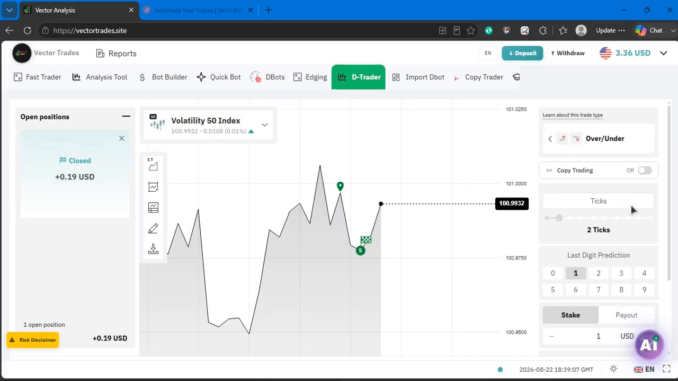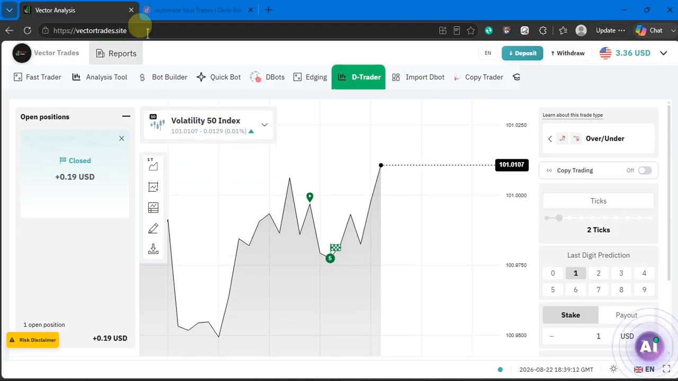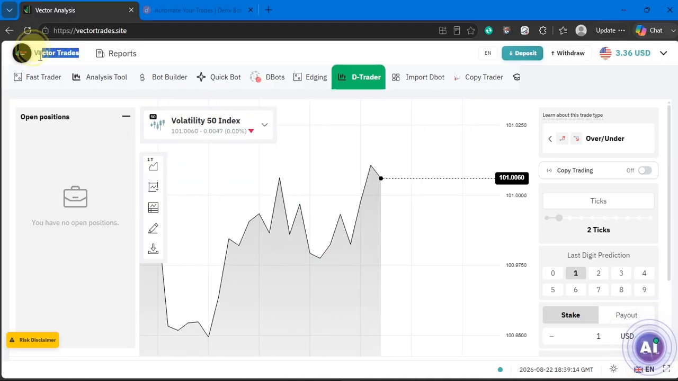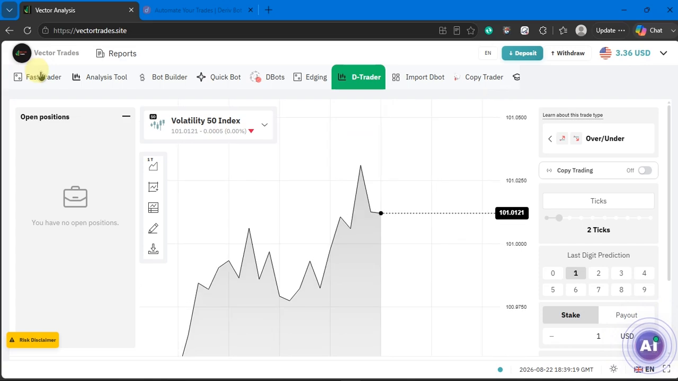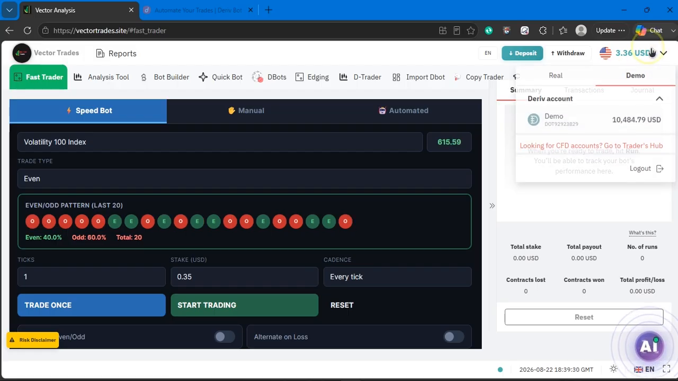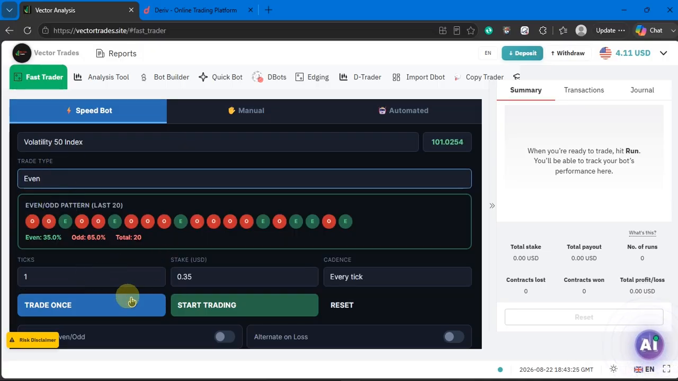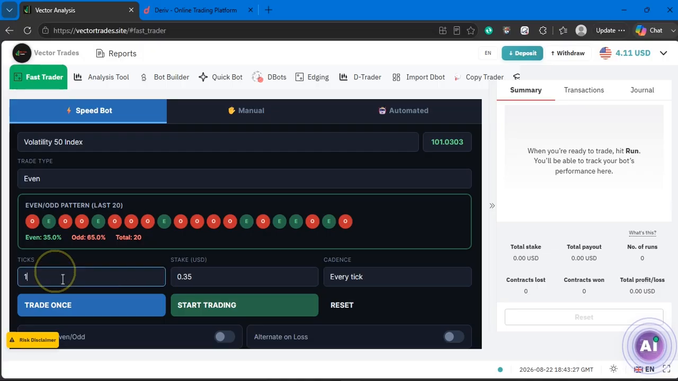So the next strategy is a strategy of even and odd. And here you still need to be using this site, need to log into your account and then come here. So here you can still change into your demo account if you want to practice. So you can see here odd is appearing the most times, and I can start trading even because odd is appearing the most times. So here is the stake, here is the number of ticks.